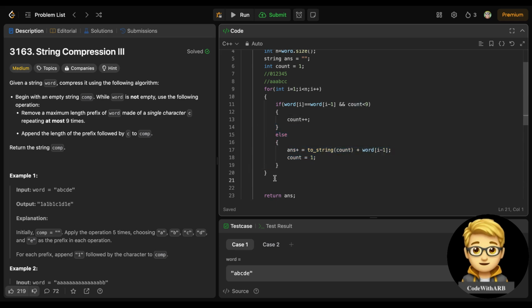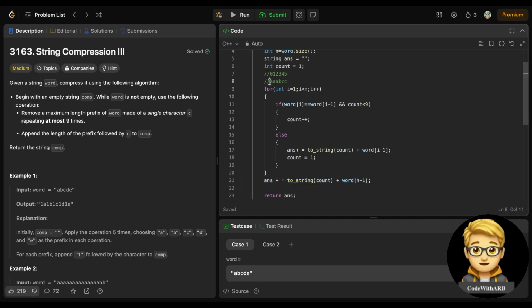So at last I need to insert the previous one, the same like this, to string count plus word n minus 1, this thing, right? Why have I done so? Because this is inserting the last previous character, the previous I minus one. So I need to also add the last character of this word string, right?